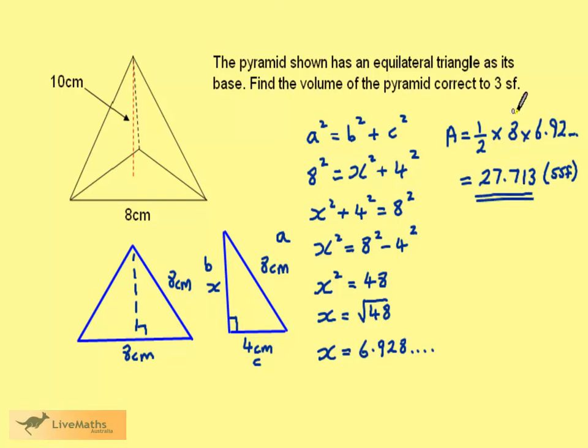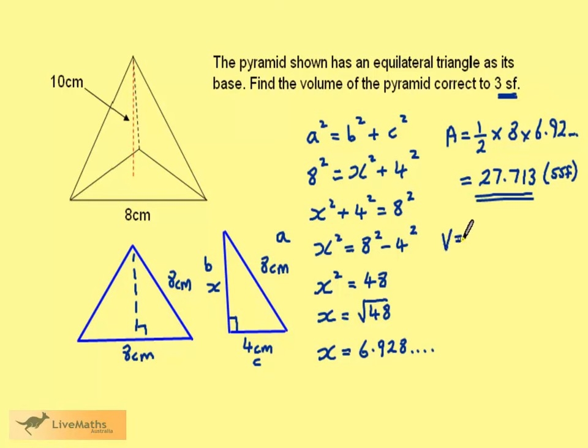I'm supposed to give a final answer to 3 significant figures. That means I should store a minimum of 4 significant figures for intermediate calculations. I'm storing 5 just to be on the safe side.